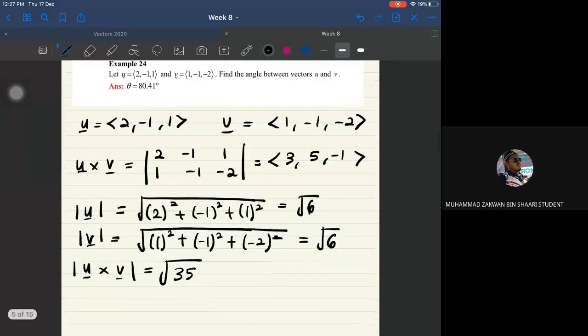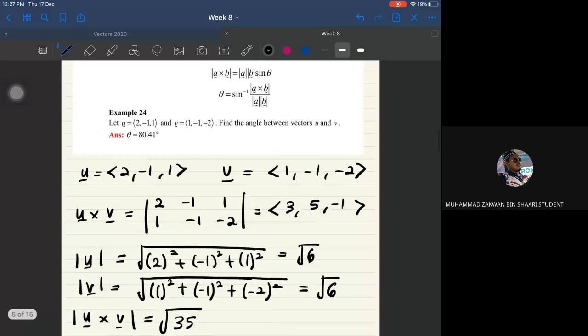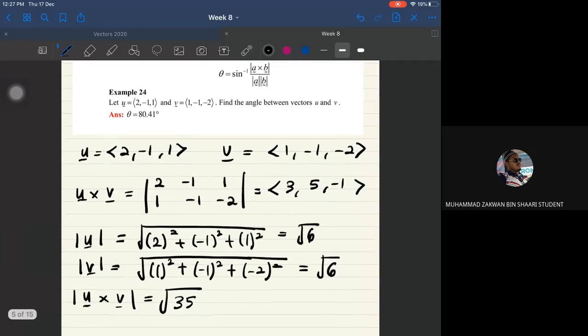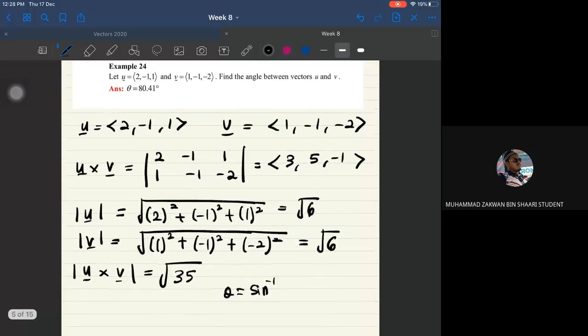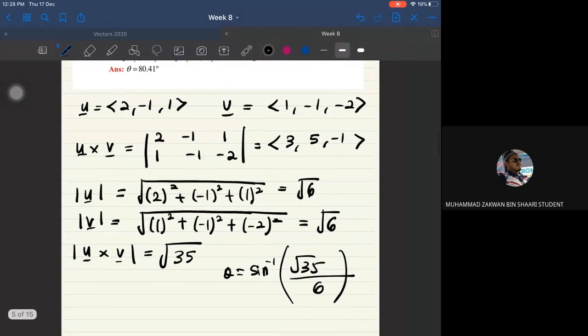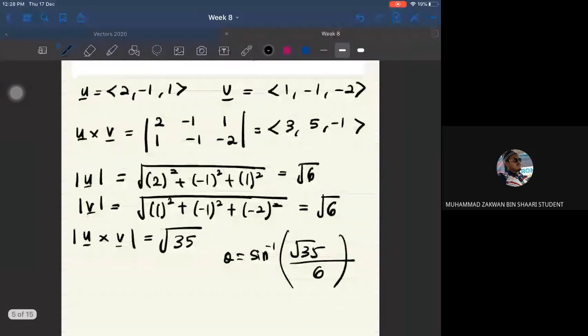So, since you dah ada semua, so you boleh carilah kan theta kan? So, theta is equals to inverse sine of square root 35 darabkan dengan 6. Sebab square root 6 darab square root 6 akan dapat 6 lah. So, you should get your answer is equals to 80.41.